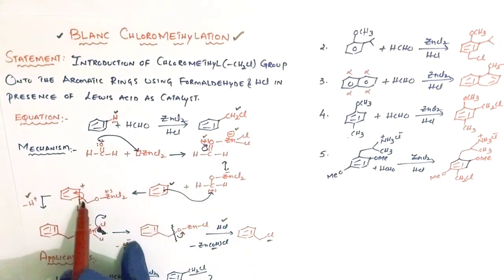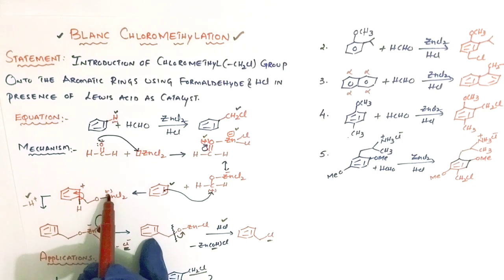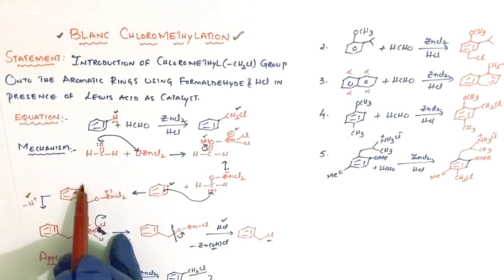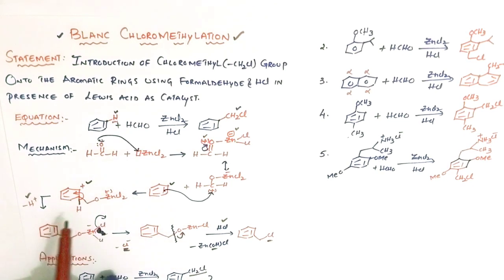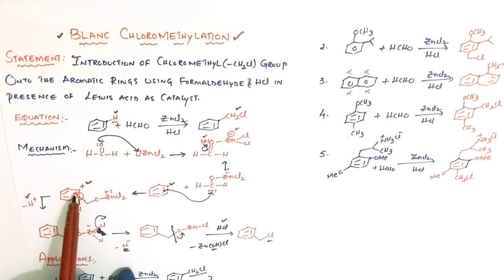CH2 group is there. CH2O ZnCl2 minus. So here we have positive charge. What has happened here? The benzene ring loses its aromatic character, or not? So in order to retain its aromatic character, what is happening here? The hydrogen is removed in the form of H plus for the fulfillment of the aromatic character, complete delocalization.